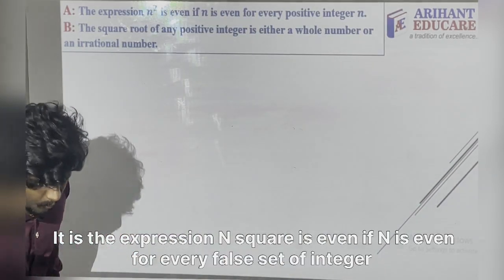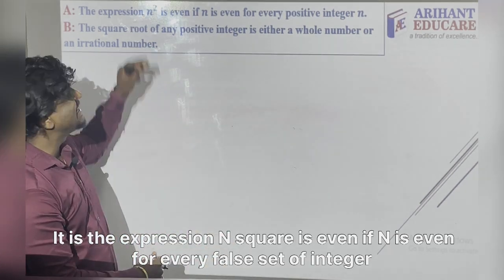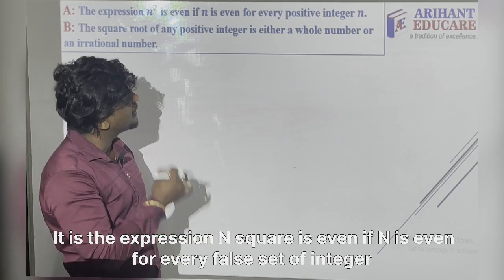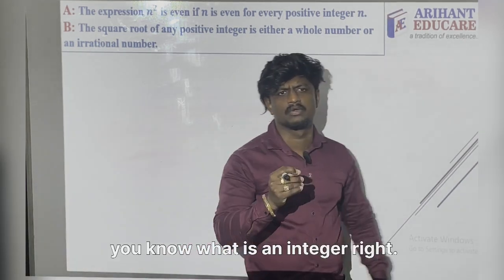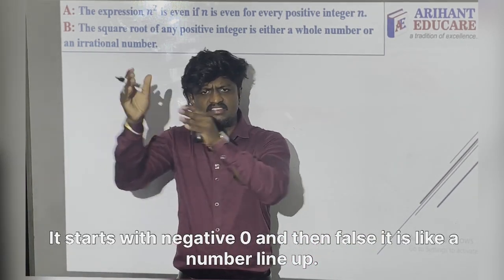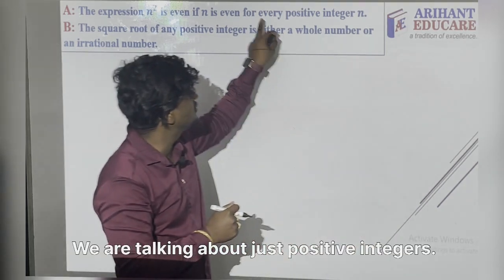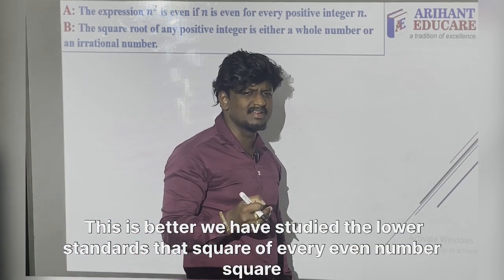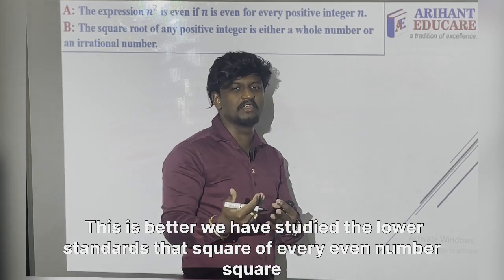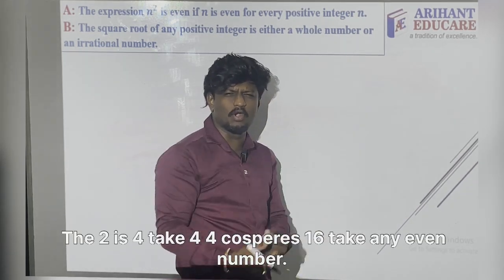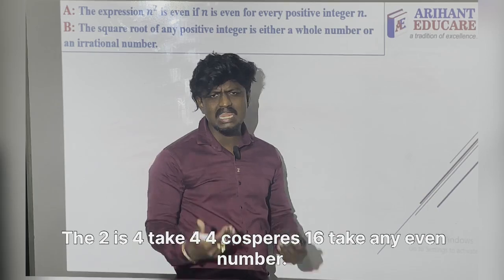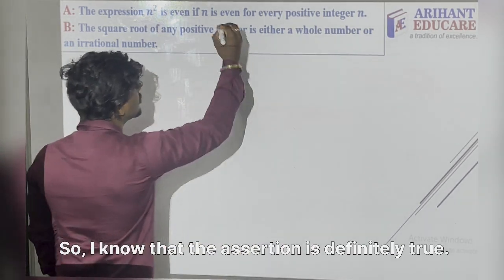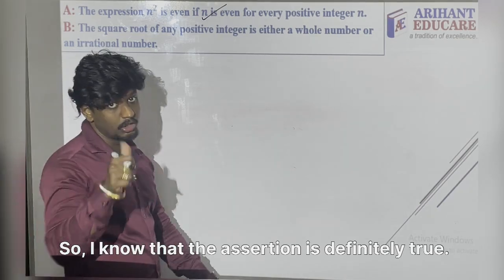It says the expression n square is even if n is even, for every positive integer. You know what an integer is, right? It starts with negatives, 0, and then positives, like a number line. Now we are talking about just positive integers. So obviously, we have studied in the lower standards that the square of every even number is even. Take 2, 2 square is 4. Take 4, 4 square is 16. Take any even number, its square is always going to be even. So I know that the assertion is definitely true.